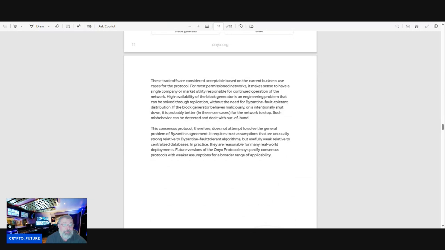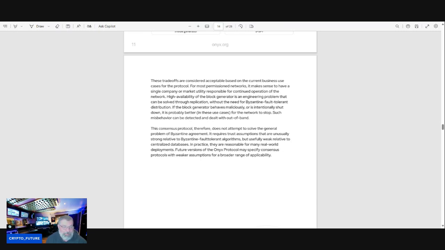For more permissioned networks, it makes sense to have a single company or market utility responsible for continued operation of the network. High availability of the block generator is an engineering problem that can be solved through replication. Without the need for Byzantine fault tolerant distribution, if the block generator behaves maliciously or is intentionally shut down, it is probably because, in these use cases, for the network to stop, such misbehavior can be detected and dealt with out of band.